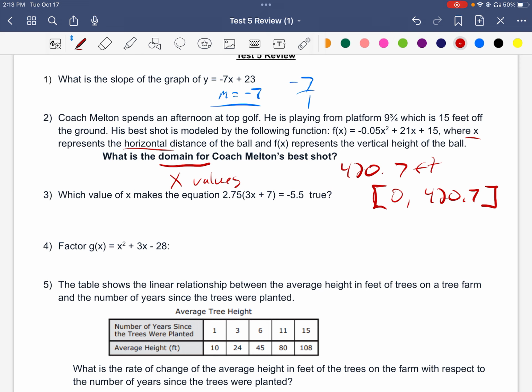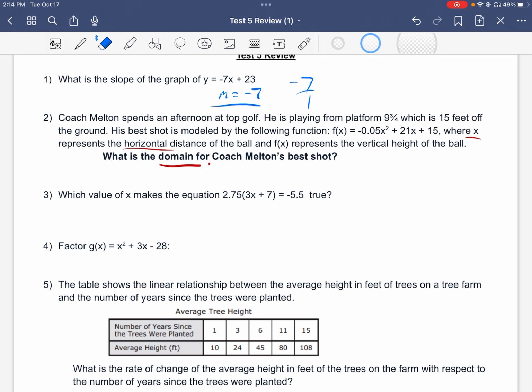All right, next, number 3. Erase that. Which value of x makes the equation true? All it's asking us to do is just to solve it. It's just a fancy way of wording that.